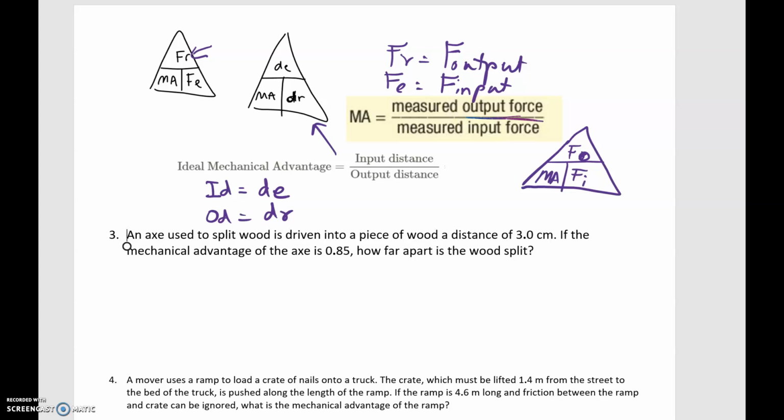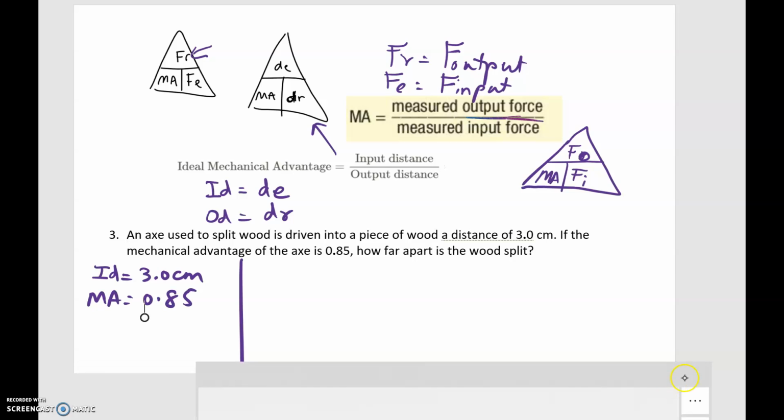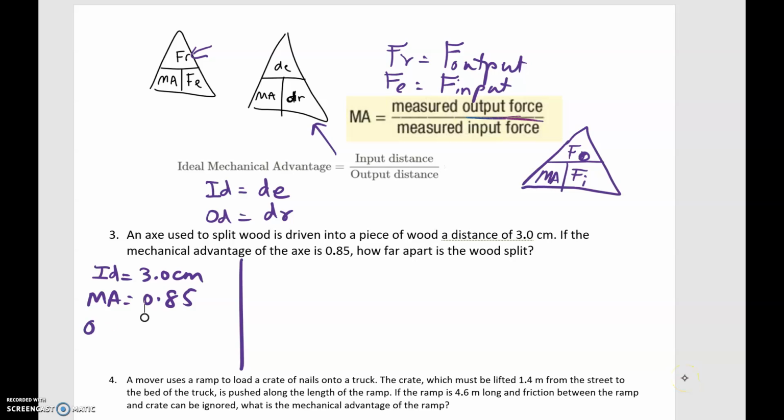It says an axe used to split wood is driven into a piece of wood a distance of 3 centimeters. So you are the one who's driving the axe into the wood. So that's your input distance, and that's going to be 3.0 centimeter. And your mechanical advantage is 0.85. And notice you are looking for output distance, or the resistance distance.